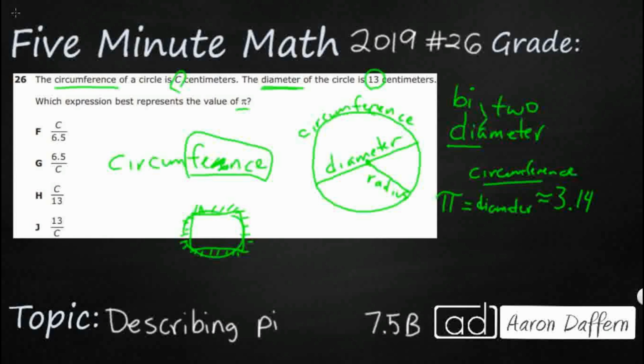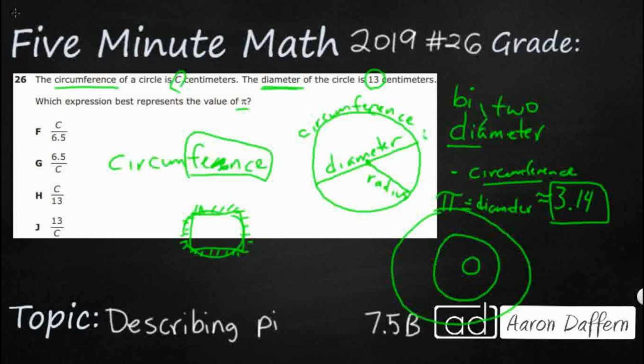It doesn't matter if your circle is this large or this large or even this large. Of each of those three circles, if you find the circumference, divide it by the diameter, you're going to get something close to 3.1415, and it goes on and on and on. That's a really interesting and cool mathematical ratio. So for us here, circumference equals c. They gave us the diameter of 13, so it's just going to be c over 13. The answer is H.